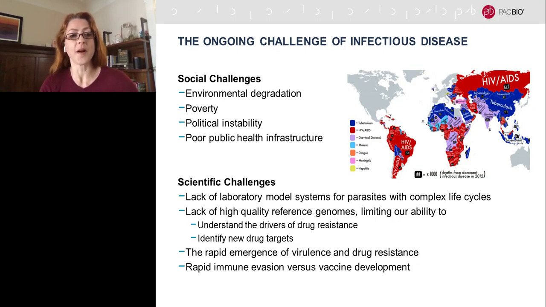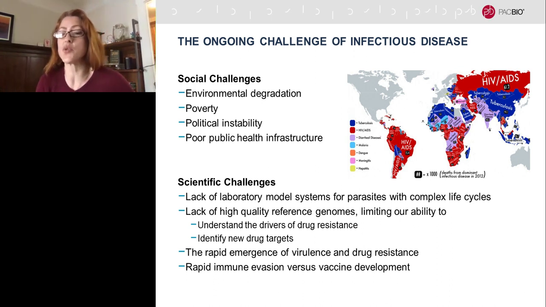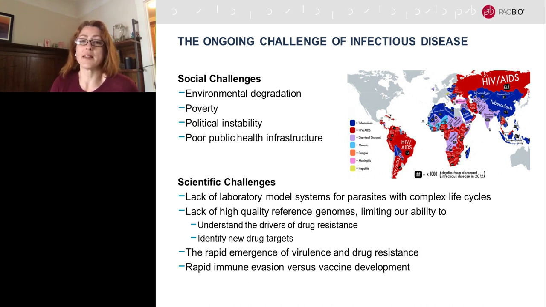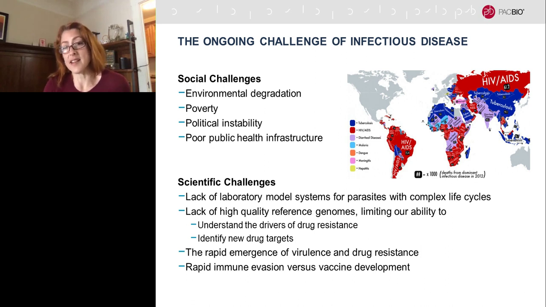So it's no surprise to any of you who have logged in that there are challenges of many different types when it comes to battling infectious disease. Some of them are more social in nature. For example, environmental degradation that leads to increases in disease vectors, poverty in regions where infectious disease has a high burden, also political instability and poor public health infrastructure. But there are also a number of scientific challenges that combine with these.